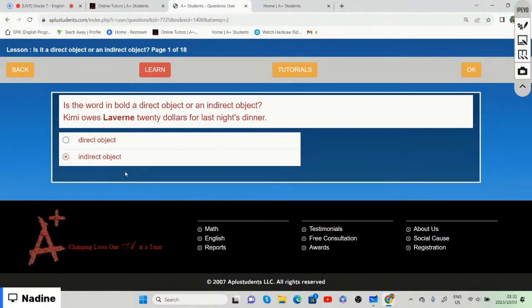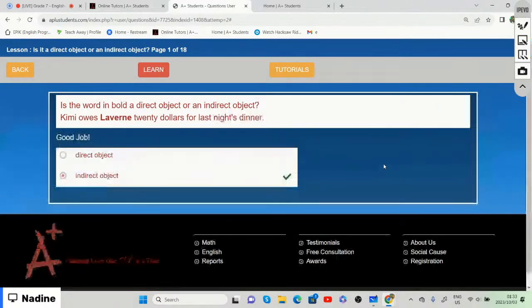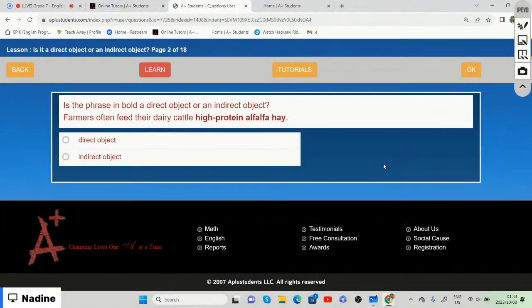Remember, we said that the indirect object is between the verb as well as the direct object. And it is in between there. We have our verb, and this is our direct object. So this is an indirect object.